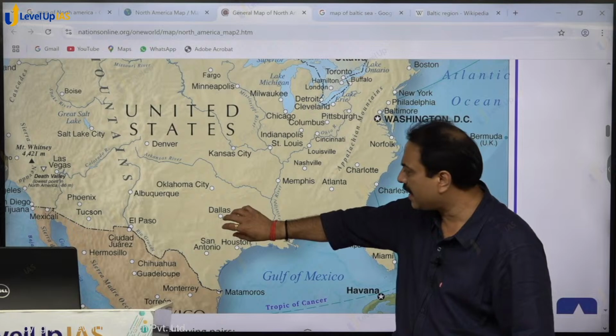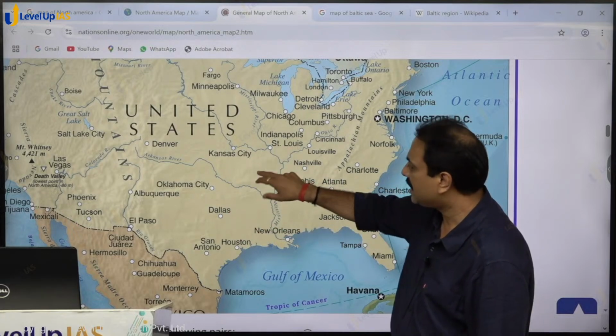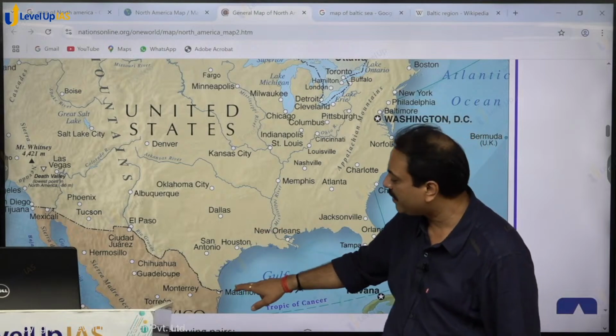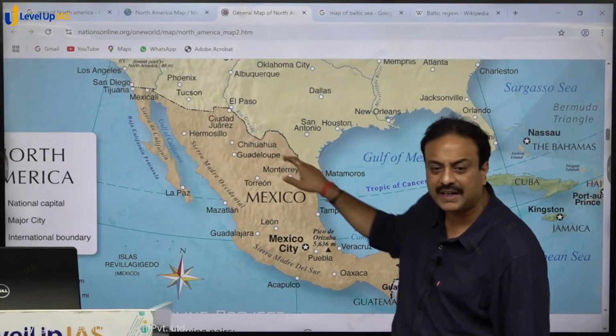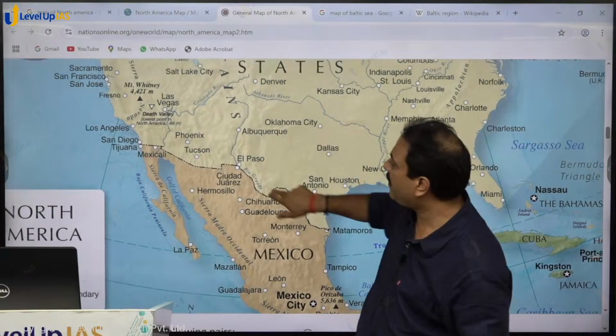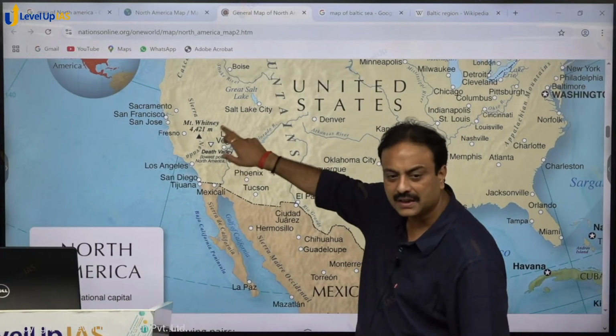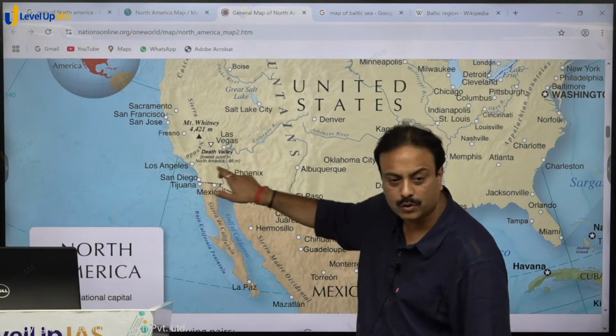Dallas, again important city. Fort Worth, somewhere over here only, here. That is a cattle city. Here you are having river Rio Grande. That makes the border of USA and Mexico, river Rio Grande. Here you are having this Las Vegas that you were locating just now. That is on Lake Mead. Death Valley, close to that.